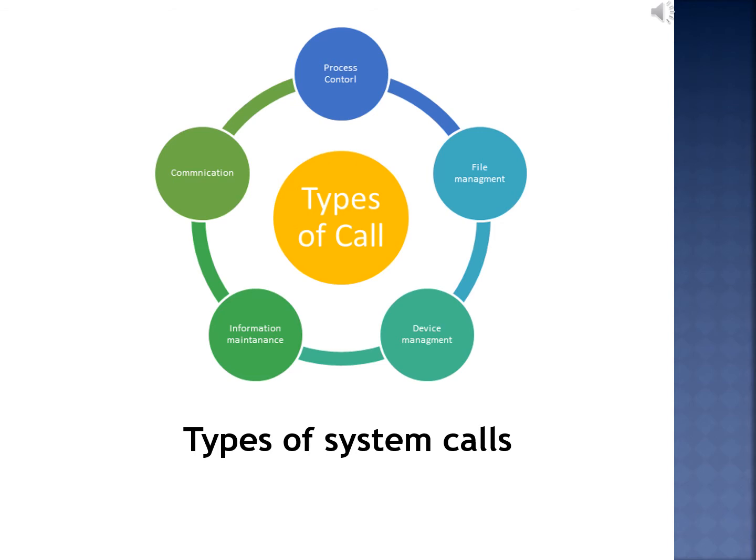The next one is device management, and the functions are request and release device, logically attach and detach devices, get and set device attributes. The next one is information maintenance, and the functions are get or set time and date, get process and device attributes. And the last one is communication, and the functions are create and delete communication connections, send and receive messages, help OS to transfer status information, attach or detach remote devices.